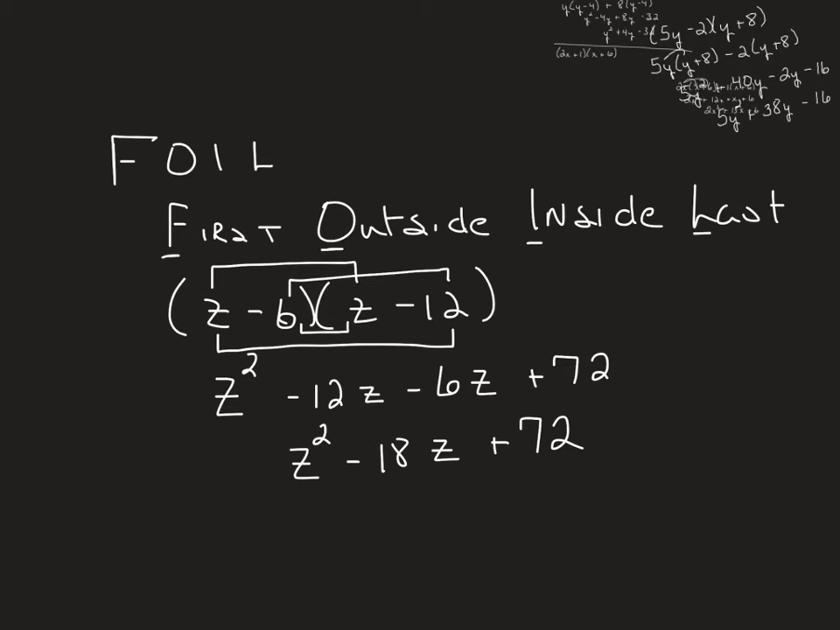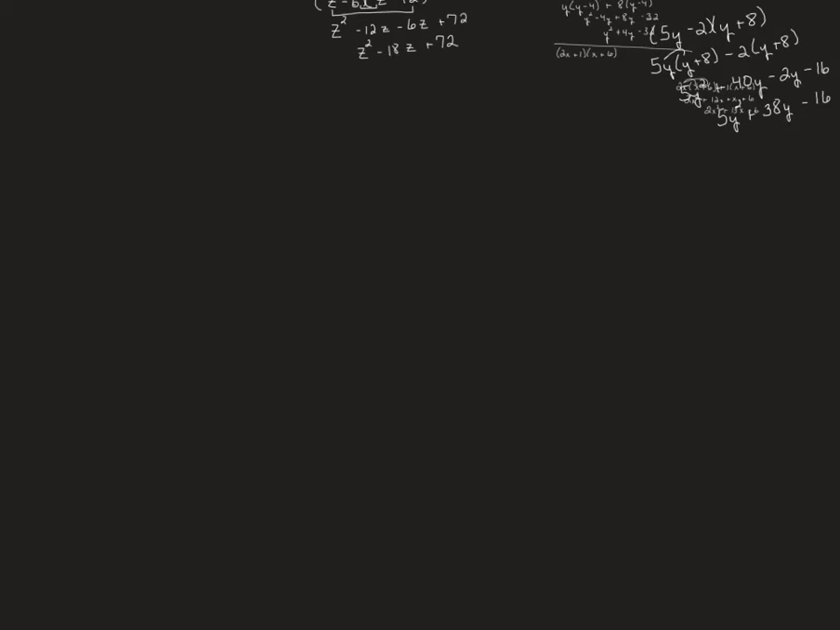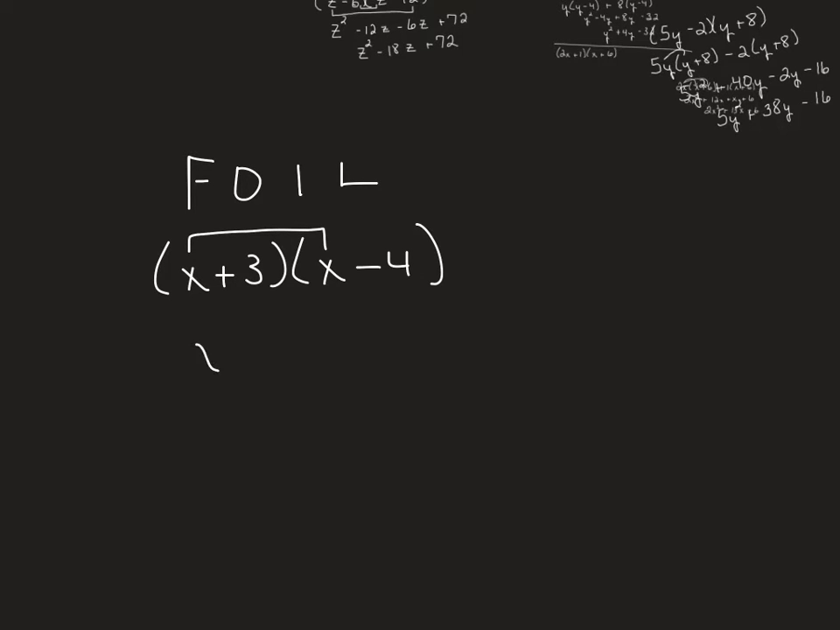So really that's the distributive property. It's just a little bit quicker way to use the distributive property. Let's just do a few more like this. Remember we said first, outside, inside, last. So if I have x plus 3 times x minus 4, we're going to multiply the first two terms together. X times x is x squared. Then we multiply the two outside terms together.